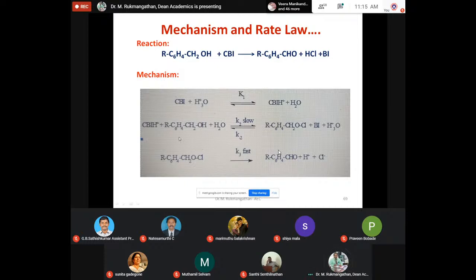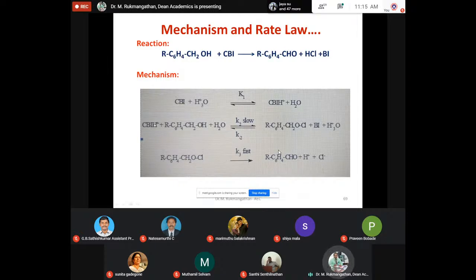In the first step, CBI is getting protonated because it is dissolved in acidic water. So it is getting protonated to give CBIH plus. Protonated CBI is the oxidizing species. That protonated CBI is reacting with our parent compound substrate, benzyl alcohol, along with water.